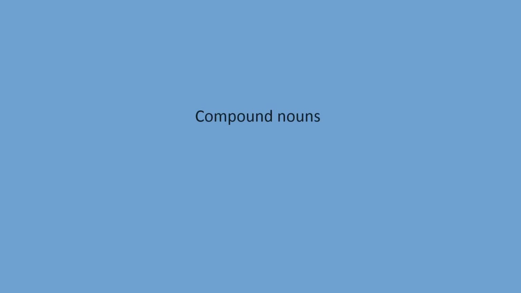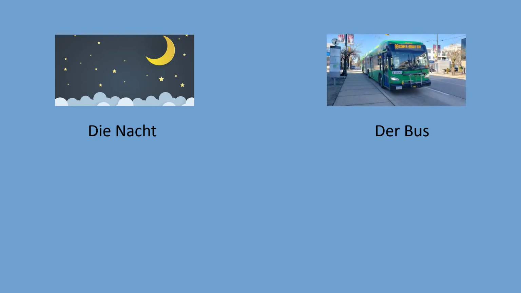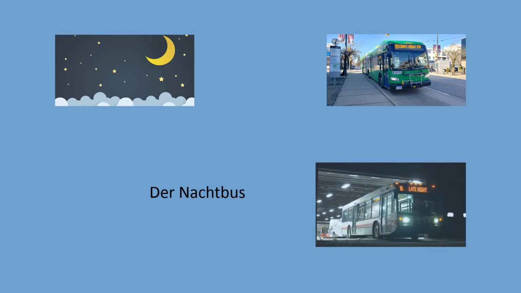Compound nouns. So what are compound nouns in the German language and how do we use them? Compound nouns are practically two elements, two words, which we put together and use as one word. For example, we take two German nouns, die Nacht, which means the night, and der Bus, which means the bus. And then we simply put them together, add one to another, and at the end we have der Nachtbus, so the night bus.